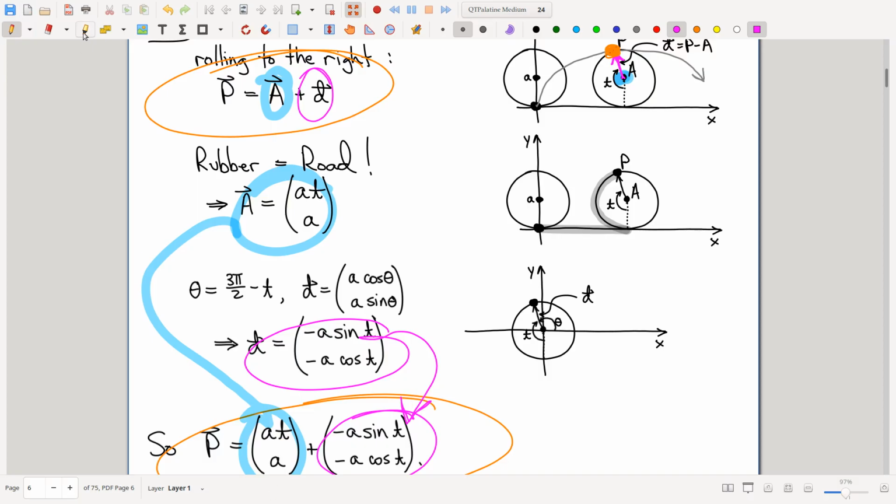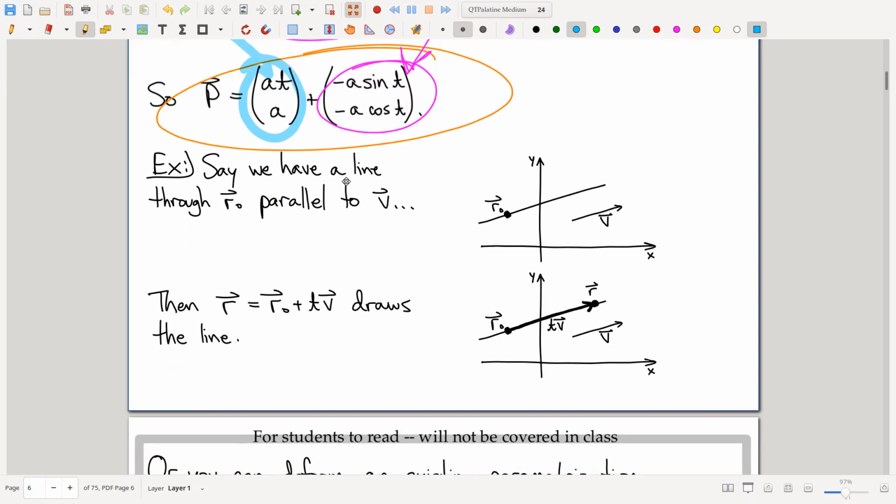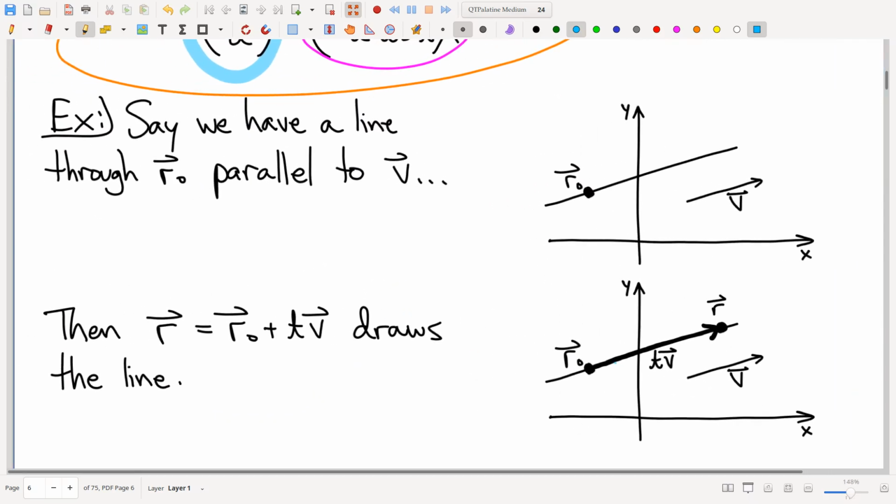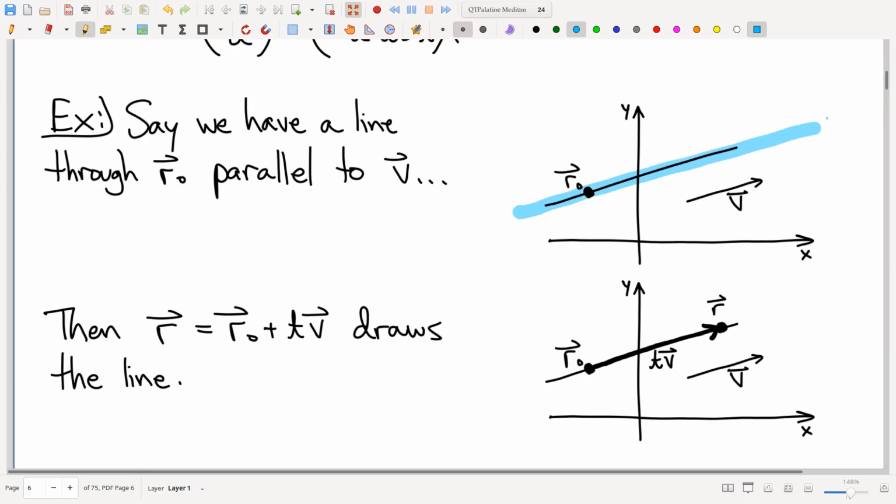Okay, moving along. Here's another example where we likewise are going to use vector addition. We're going to parameterize a line. Let's parameterize this line right here. If I'm going to parameterize a line, I need to be able to tell you which line I'm talking about. There's lots of lines. Right? Which line do I mean? I mean the line that goes through that point and that's parallel to that vector.